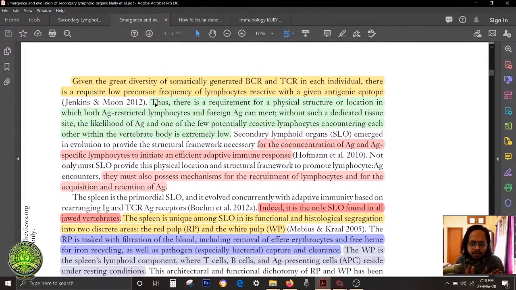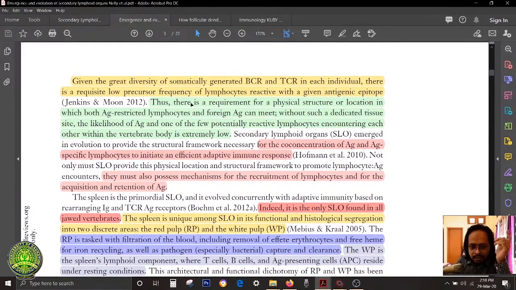A particular B cell with a particular BCR is here in this part of my body right now, and the pathogen has invaded through my limbs. So there is a very low probability that this particular B cell will circulate, identify that particular antigen, and then be stimulated. So you need places where you bring your B cells and your T cells in close proximity with these antigens, and the secondary lymphoid organs are doing that particular function.